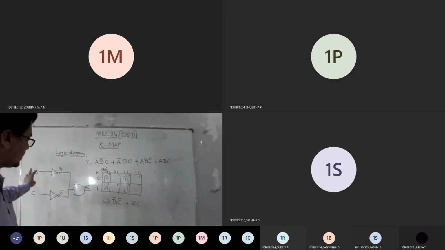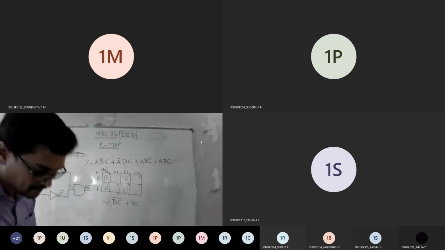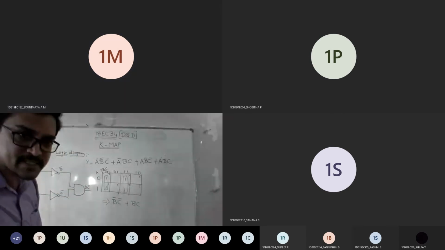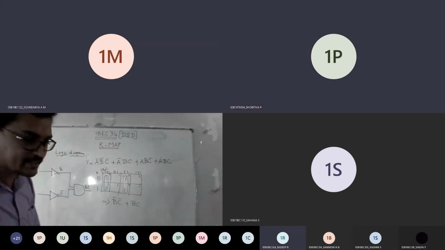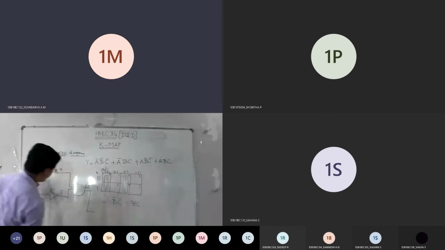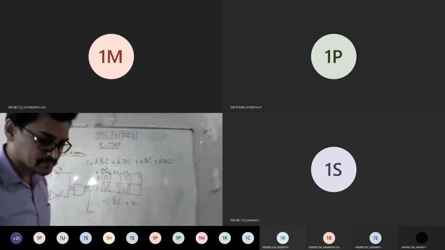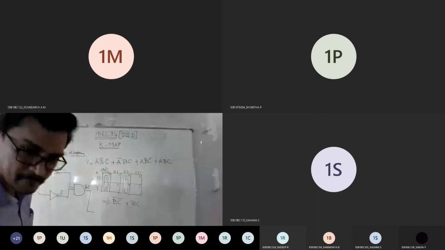Then what? BC is already there. In between B bar C bar and BC, what is there? Plus is there. Plus means OR gate. OR gate, correct? So B bar C bar, let me pull down. Then BC, where is it? I want one more BC with an AND gate. Yes or no? Yes, sir.